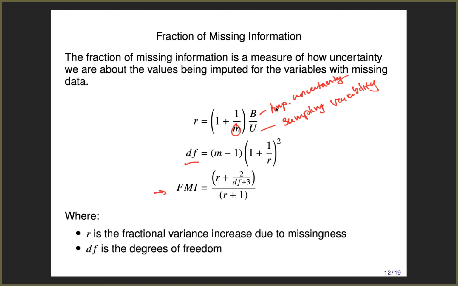We can then define the fraction of missing information this way. It's not super important that you understand why these are what they are, but only that you understand that the fraction of missing information tells us something about the uncertainty underlying our imputation procedure.